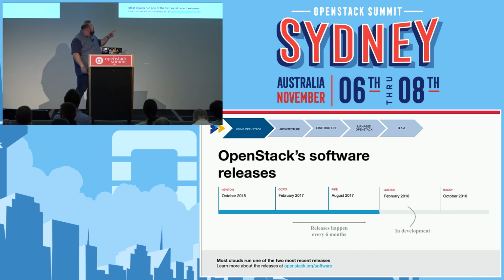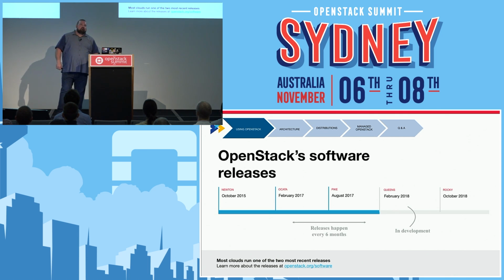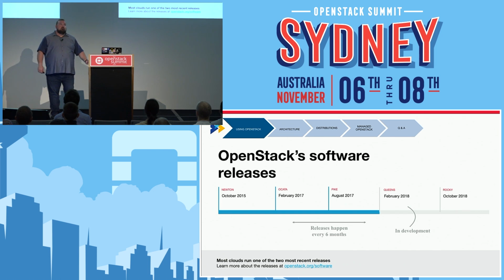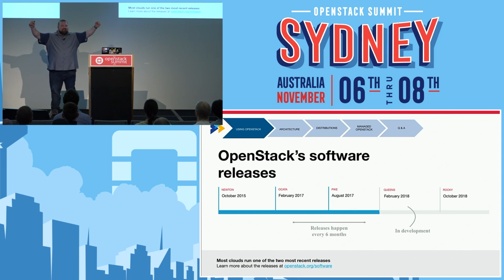Right now we are coming up on Queens. Right now Pike is the release. We're coming up on Queens, which will be released in February 2018, and in October it'll be Rocky. And you're saying, well, these are some strange names, right? Austin, Bexar, Cactus, Diablo, Essex, Folsom, Grizzly, Havana, Icehouse, Juno, Kilo, Liberty, Mitaka, Newton, Ocata, Pike, Queens, Rocky. Yes! All the way from the beginning.